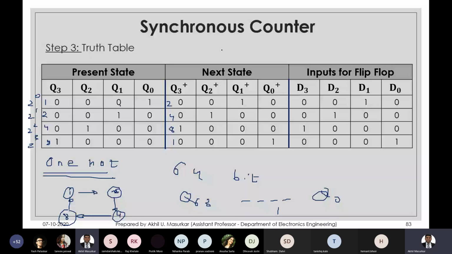Okay, Hemant has written 4, Shubham has written 4, Suman 4, Akhare 4, Yash 4, Gaurav 4.